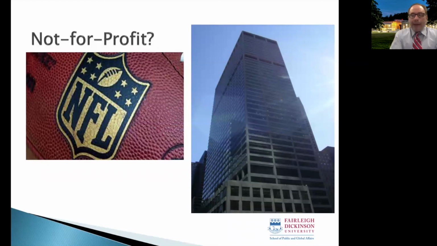When that became known, the National Football League withdrew its nonprofit status. Let me make an important distinction here, by the way. The league is the business office. It's not the franchises. The franchises, everybody understands, are for-profit entities.